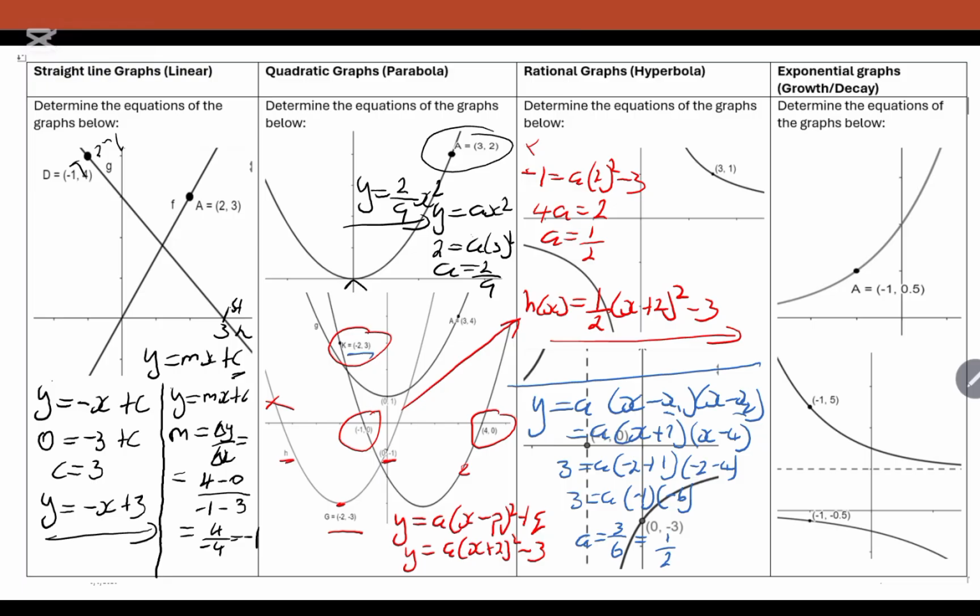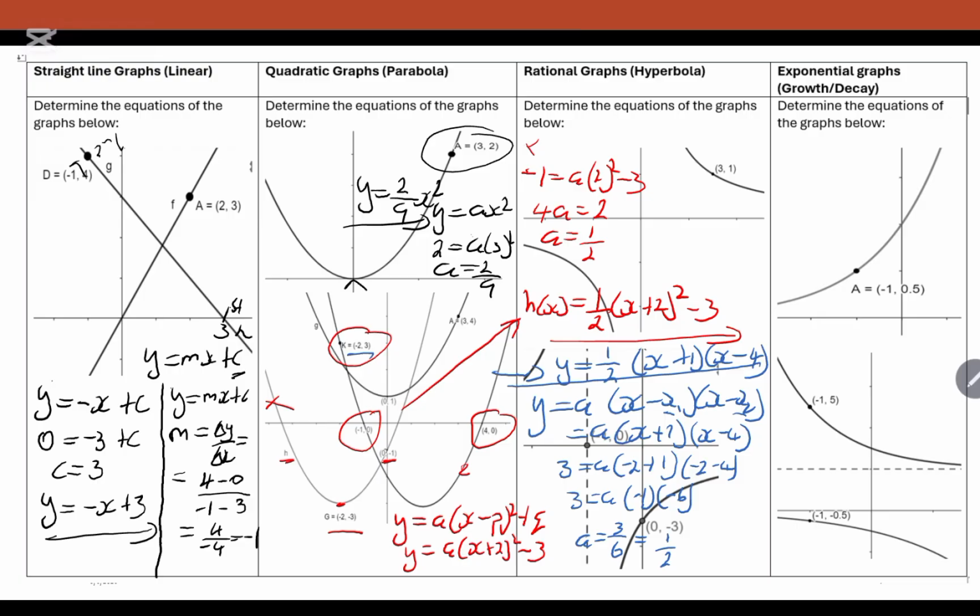Therefore, the equation of this graph will be y is equal to 1 over 2 into x plus 1 times x minus 4. And then you can simplify that into the standard form ax squared plus bx plus c, depending on the nature of the question, whether you were asked to do that.